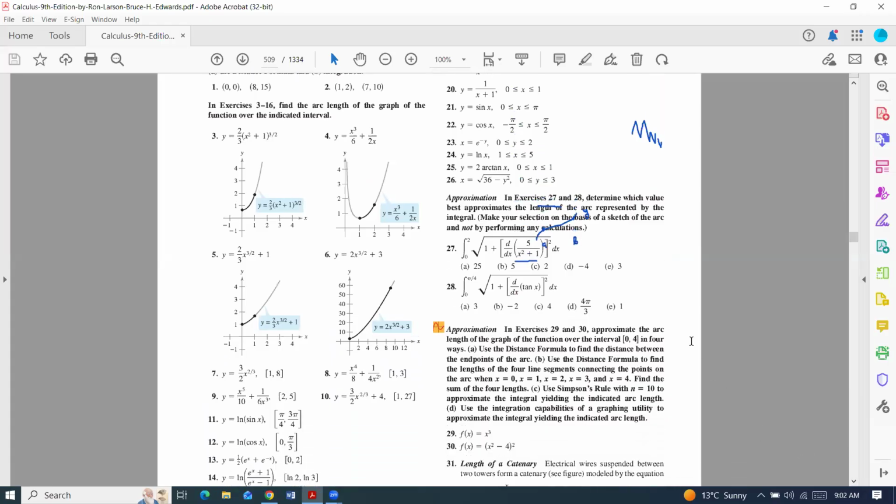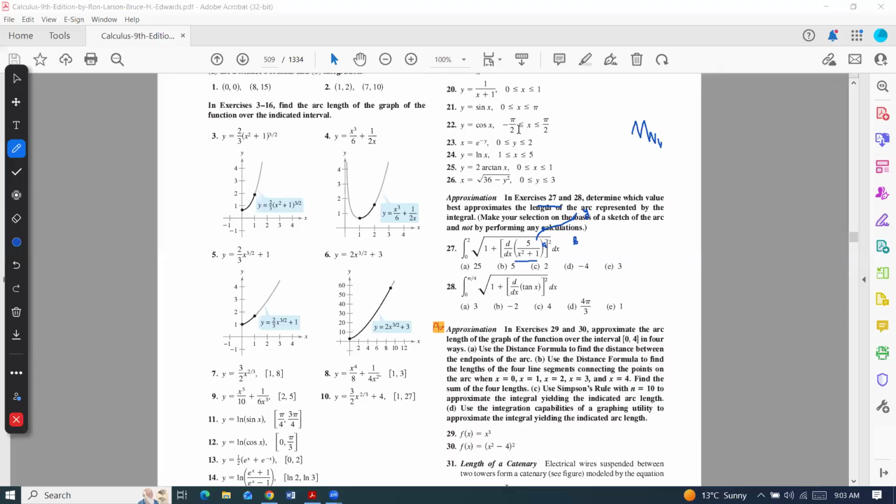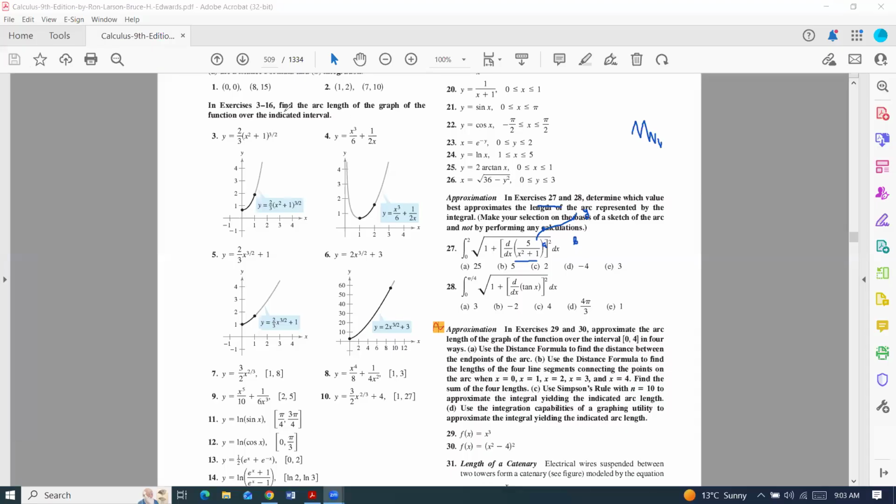Let's try 11, for example, that wants us to find the length of arc. See, it's always a good idea to see what they want you to find, right? That's important. Otherwise, how do you know what they want? So you want to read the question, of course. So they want to find the length of arc, and the interval is given to us.